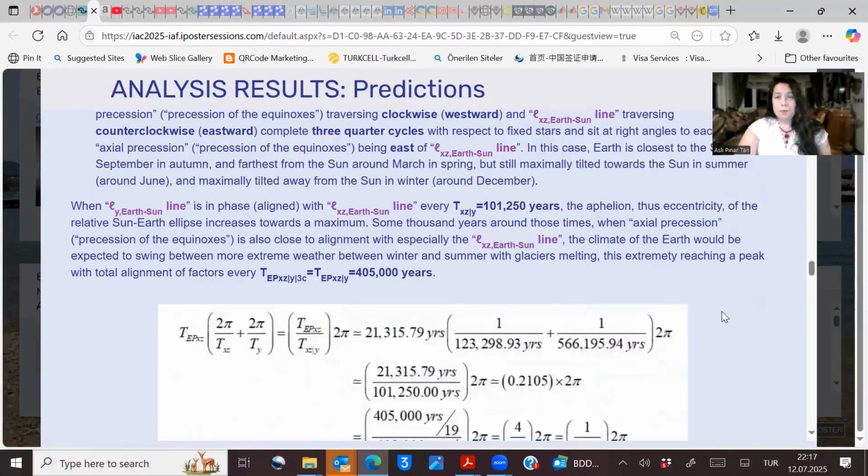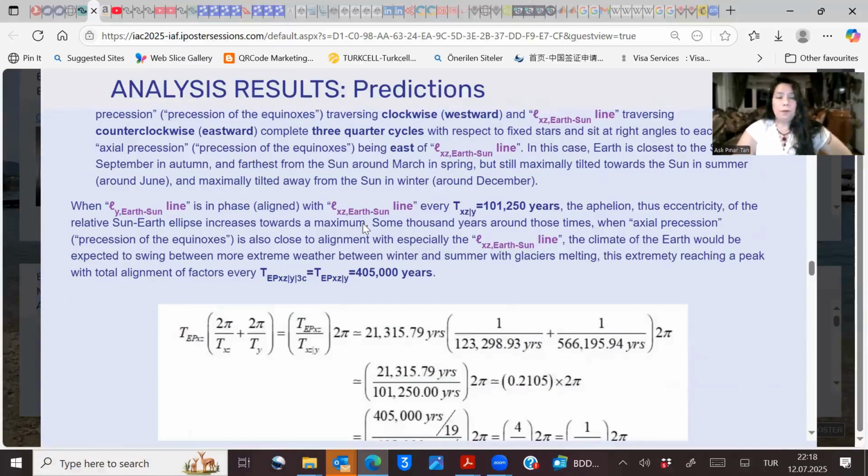Another important configuration to consider is the alignment of LY line and the LXC line in phase or out of phase. The LXC line and LY line are in phase, that is superimposed, every 101,250 years, and the aphelion, thus eccentricity of the relative Sun-Earth ellipse, increases towards the maximum.